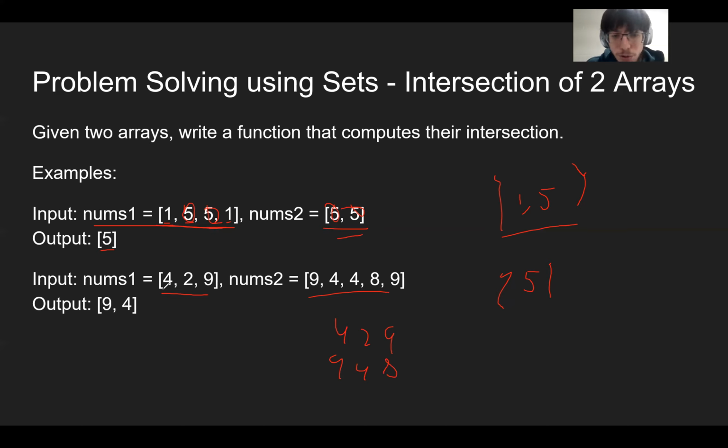And so then maybe we go through: is 4 in this one, is 2 in this one, is 9 in this one, and is 4 in this one, 2 in this one, 9 in this one. So maybe that's the way to do it. But maybe there's a slightly better way to do this.